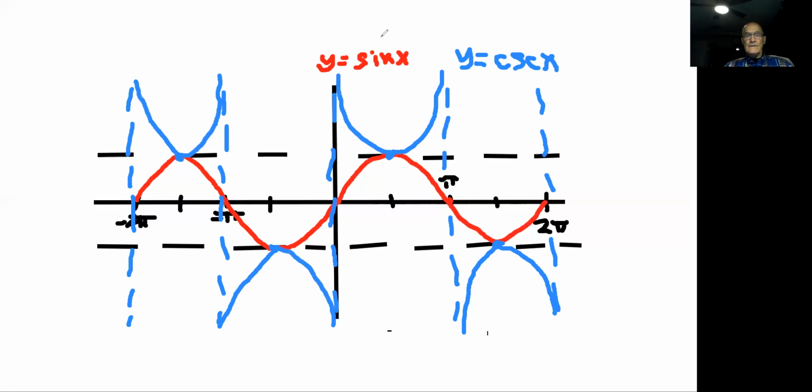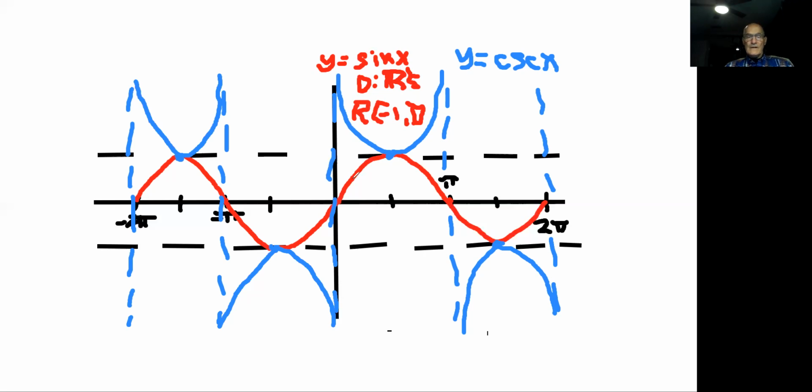Now, if we go back to the sine curve here, remember the domain and the range. The domain for the sine curve is all reals, right? So it's all reals. So I got my real number symbol here. And the range is from -1 to 1, like this.